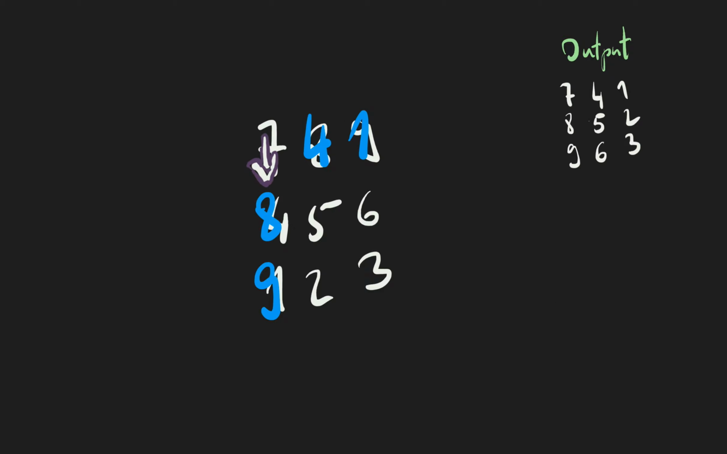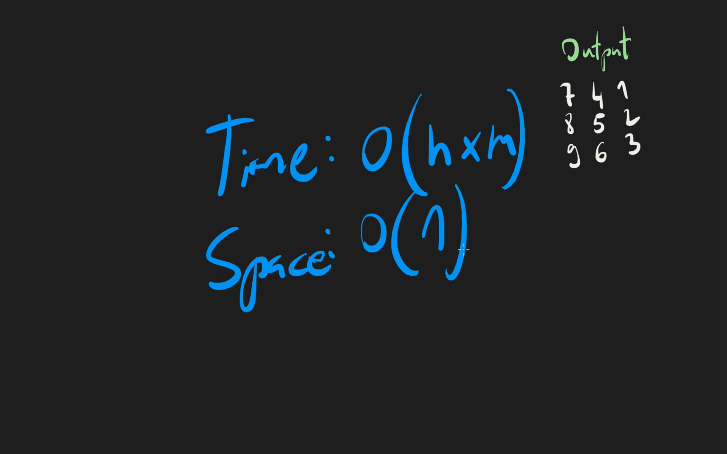Now please pause this video and try to come up with a solution yourself. Remember, first reverse the rows in place, and then you need to just swap the rows and columns just once. So please do that.